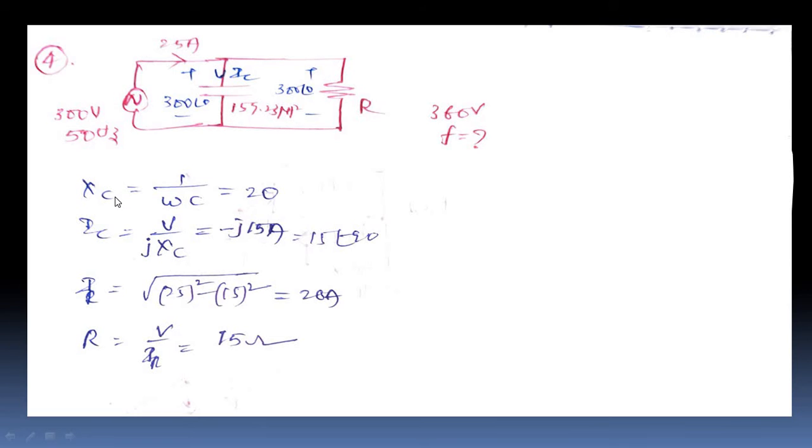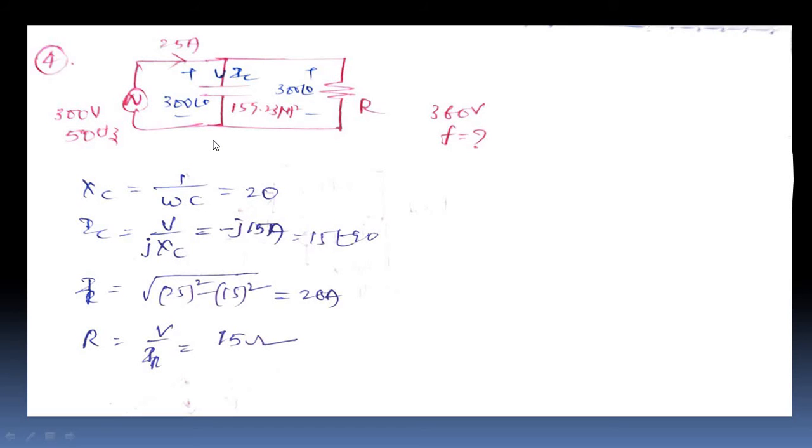The capacitive reactance is equal to Xc = 1 by omega C. If we substitute the capacitance value and omega equal to 2 pi f, we will get Xc equal to 20 ohms. If you know the capacitive reactance, you can calculate the capacitive current. So IC is equal to voltage across capacitance divided by Xc. So voltage is 300 volts and your capacitive reactance is 20. 300 by 20, that is equal to 15 amps.